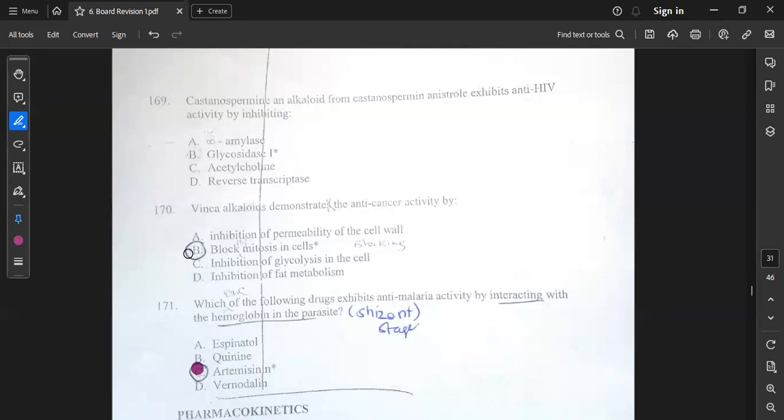So what would be the answer? I think artemisinin is the best one to go with. Considering it actually acts on the hemoglobin, but for quinine, it actually inhibits a product of hemoglobin metabolism. So it would actually be the best. Is everyone okay with that answer? Okay. So yeah, that one.